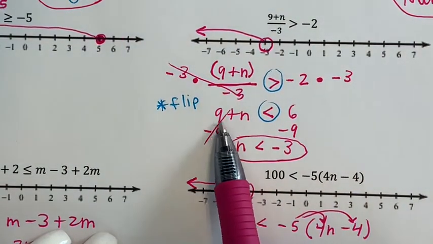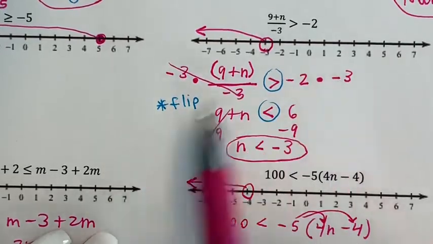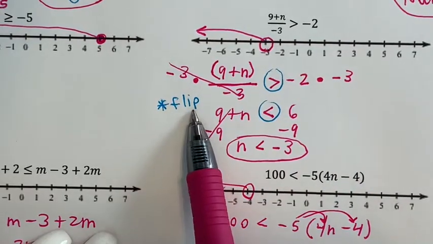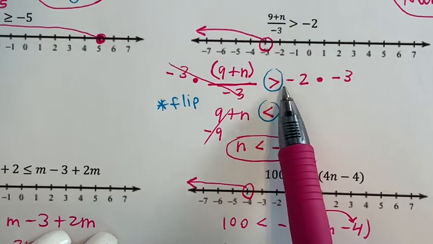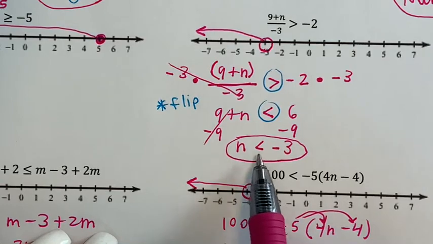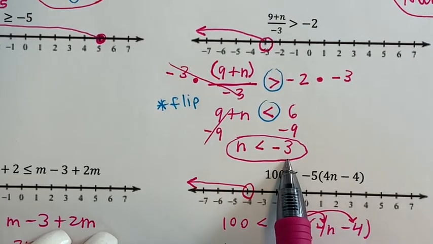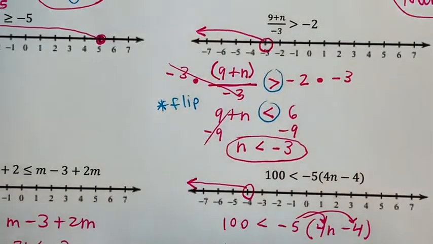Then I can finally get to the 9 plus n. And right here I multiplied by -3. So I always like to make a note. I put a star and I wrote flip because I had to flip my inequality sign from greater than to less than. My inequality statement reads n is less than -3. So I should have an open circle at -3 with an arrow shaded to the left.